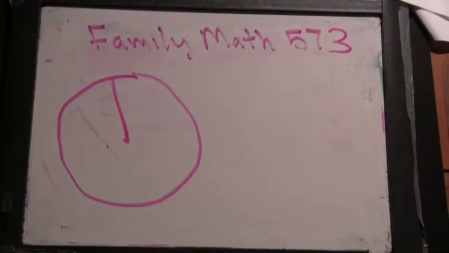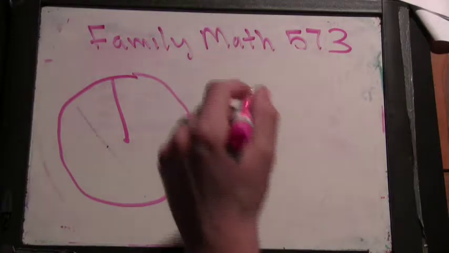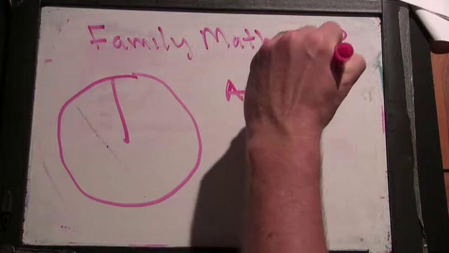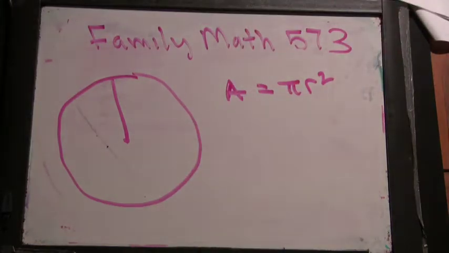This is a circle. How do you find the area of a circle? Well, it's pi times the radius squared. Okay, so we know the formula: area is pi times the radius squared. Where does that formula come from? What's the idea behind that formula?